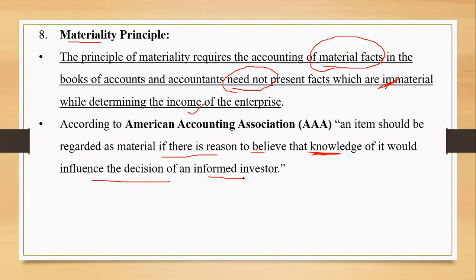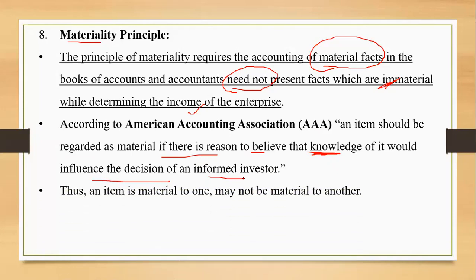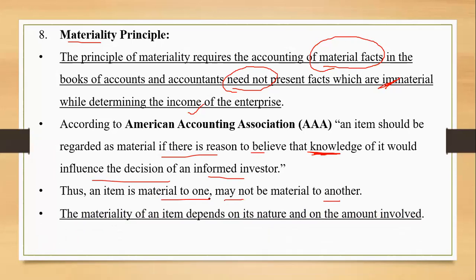But we know various users are there, and they have their various objectives, correct? So it may happen that the information which is material to one may not be material to another. Okay, that is also possible. कि मेरे लिए जो important information है दूसरे के लिए नहीं भी हो सकता है, that's fine. So keeping in mind the various users, the companies will be preparing the same set of books of accounts, and whosoever the users are there, they will be taking the decisions accordingly.